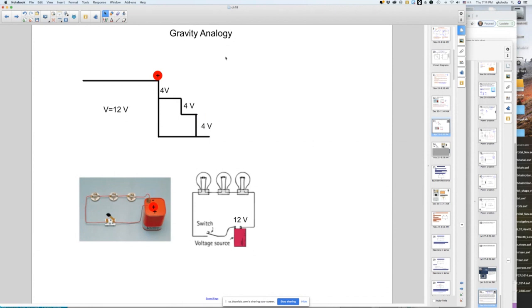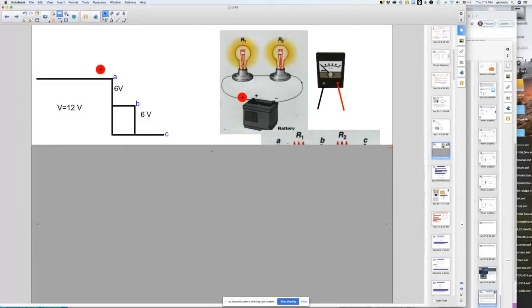So this is a good way of looking. This is a gravity analogy to the flow of electricity. Now, this assumes, for example, that the lights are identical. Well, let's say they're not identical, they're different, like in this little drawing here.